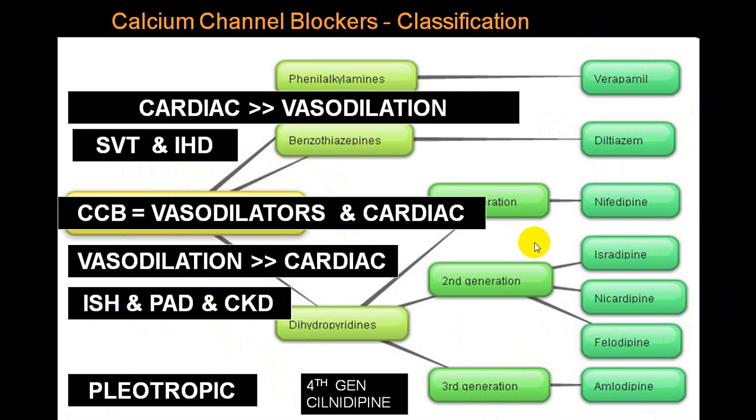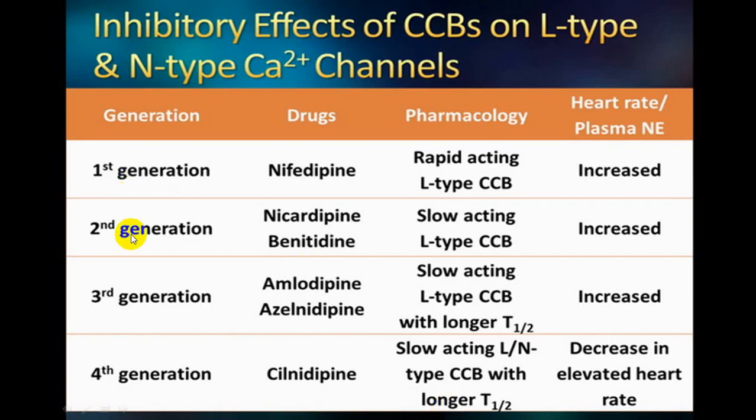Well, these are mainly utilized in a person with CKD, peripheral arterial disease, and isolated systolic hypertension. Again, I am repeating, this group, nifedipine, nicardipine, amlodipine, cilnidipine, for isolated systolic hypertension, or in old individuals, peripheral arterial disease, and CKD. This is the drug of choice in this group. First generation nifedipine, second generation nicardipine, third generation amlodipine and azelnidipine, and fourth generation cilnidipine. Now these are acting on L receptors. These are acting on L and N receptors also.